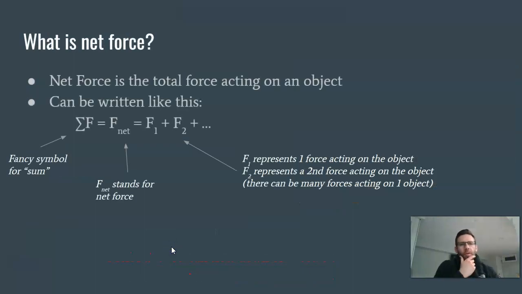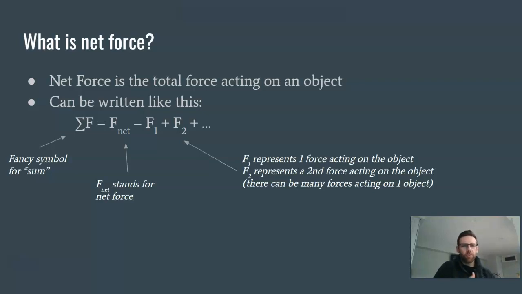All right, so what is net force? Net force is the total force acting on an object. So if you were successful in your last unit and you understand force, this is the next step. We talked about one force pushing on an object. But if we want to understand net force, we need to think about what if you have more than one force acting on the object? That's pretty typical for most of the objects in our everyday life.